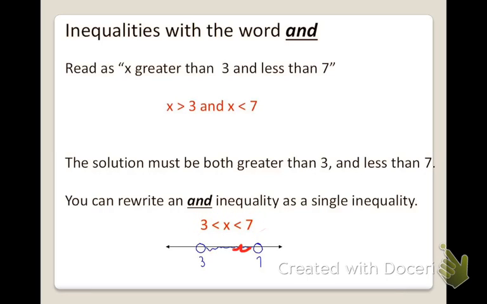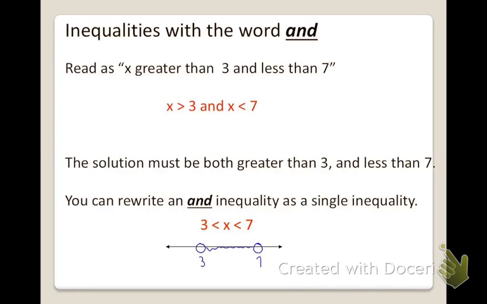Now, if we're talking about and compound inequalities, when we read them, if we have x is greater than 3 and x is less than 7, it's exactly how you want to read it. We are concerned with the real numbers that are greater than 3 and less than 7. If they're greater than 3 and less than 7, then the numbers that are going to be solutions are going to be what? Between. So like 4, 5, 6. So the solution must be both greater than 3 and less than 7.